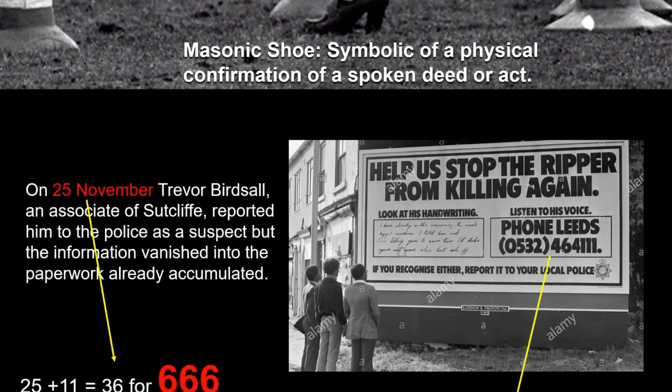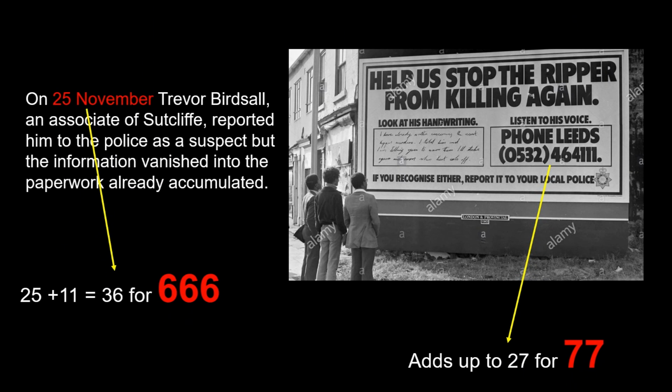And we've got here, on the 25th of November, Trevor Birdsall, an associate of Sutcliffe, reported him to the police as a suspect, but the information vanished in the paperwork already accumulated. Could you imagine that? They open the letter and a guy that knows him says, it's him, and it gets lost. A little hard to believe, but 25th of November, 25 and 11, for 36, for 3 6s, for 666.